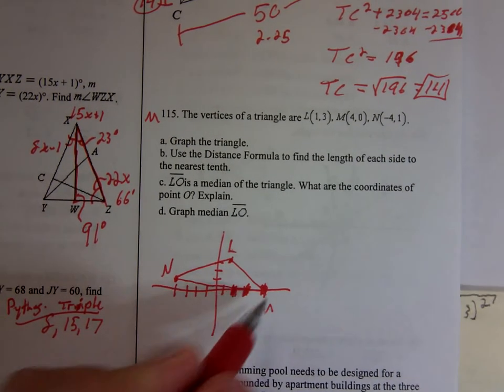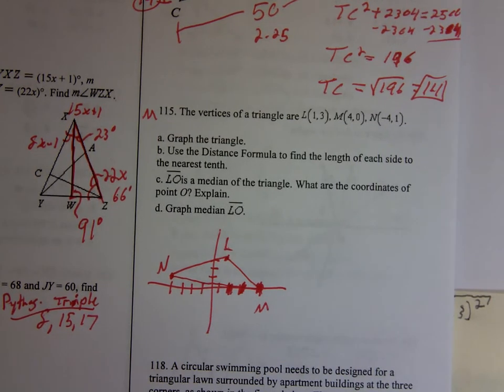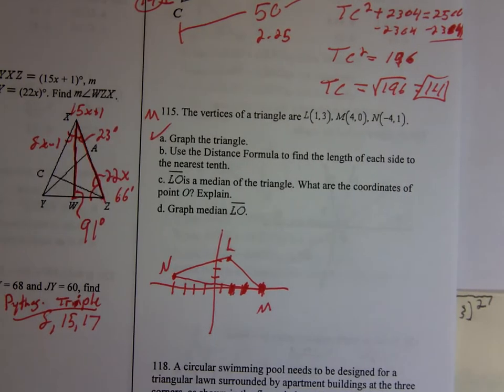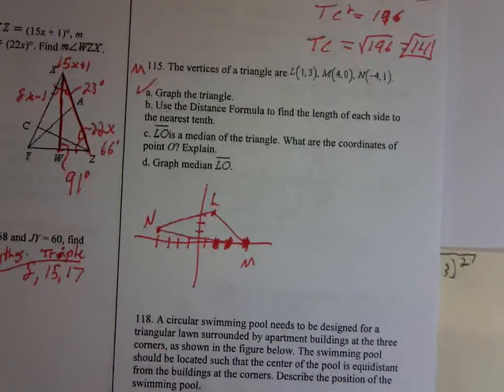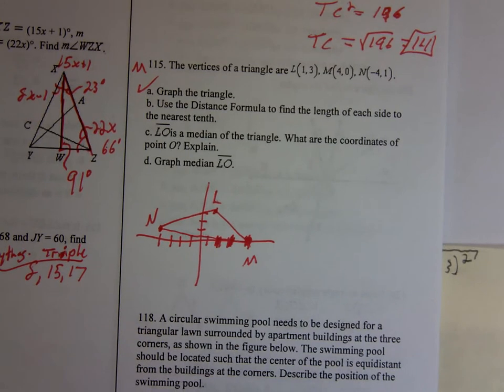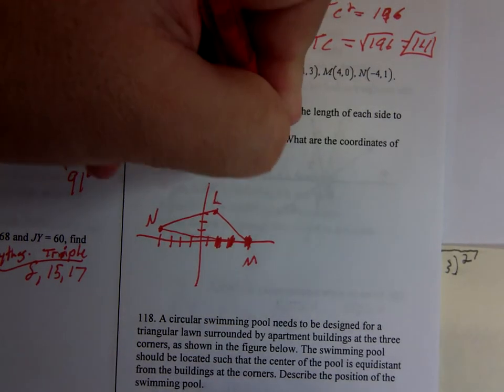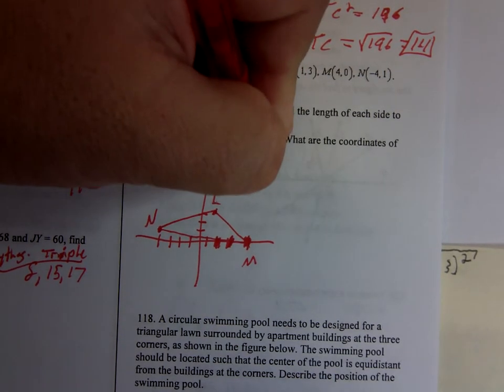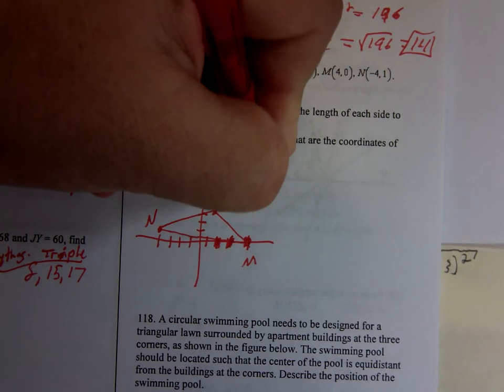Okay, triangle's graphed. Terribly, but graphed. It says use the distance formula to find the length of each side to the nearest tenth. That's easy enough. We've done that before. We did it in our heads. Don't think you needed me to do that, but we'll do it quick.